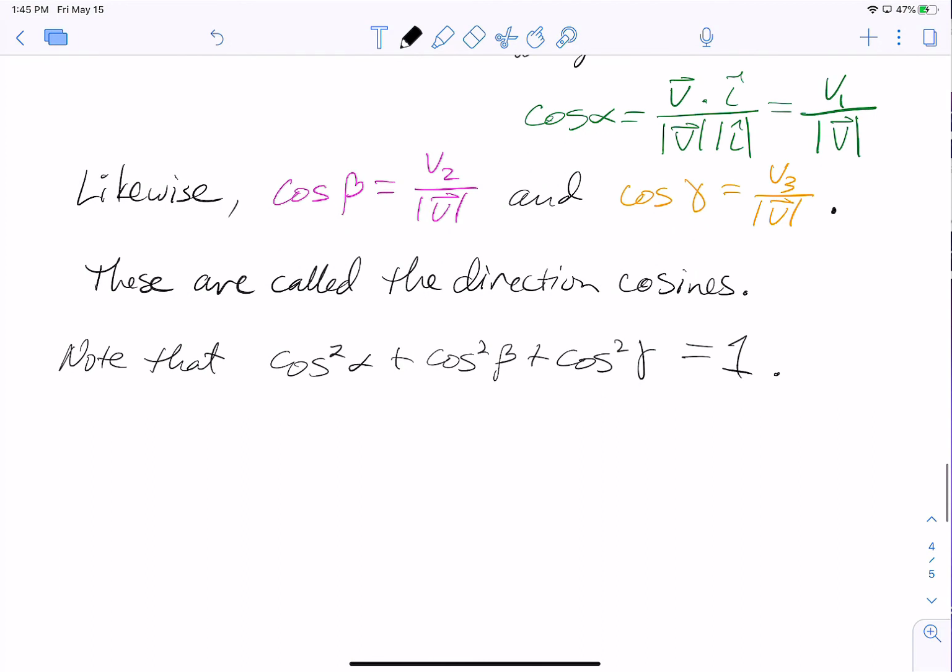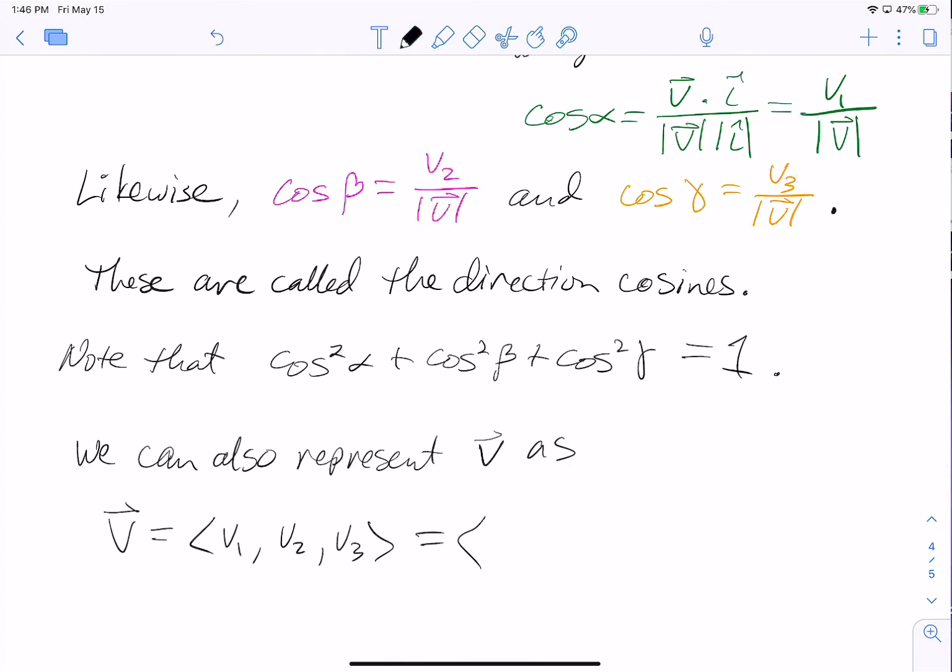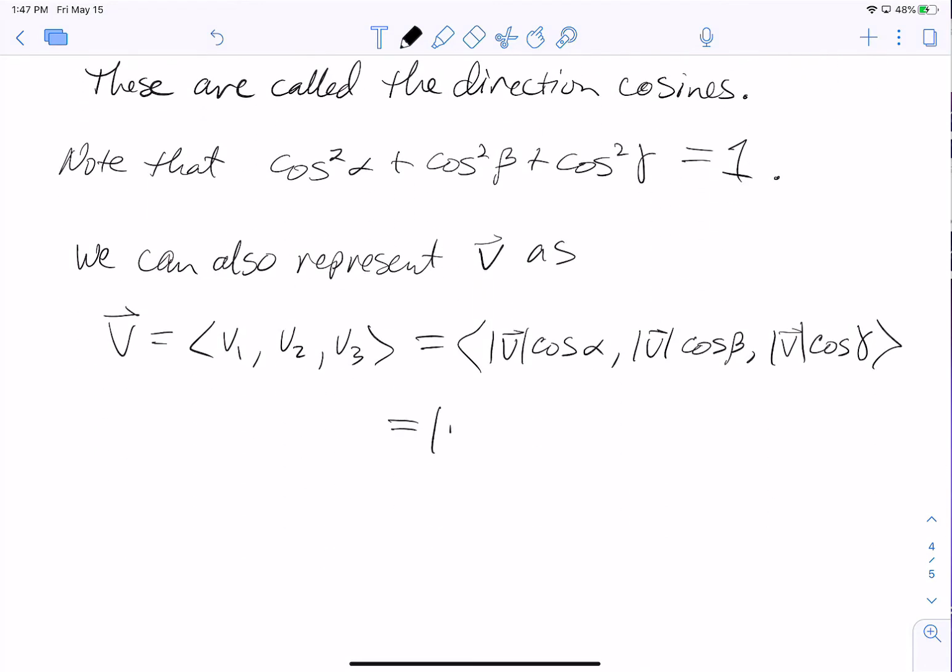Further, if we clear the fraction for each of these equations, then we see we can represent v in terms of its direction cosines as the magnitude of v times the cosine of alpha, comma, the magnitude of v times the cosine of beta, comma, the magnitude of v times the cosine of gamma. And so v can be written as the magnitude of v times the direction cosines. Formally, v equals the magnitude of v times the vector cosine of alpha, cosine of beta, cosine of gamma.